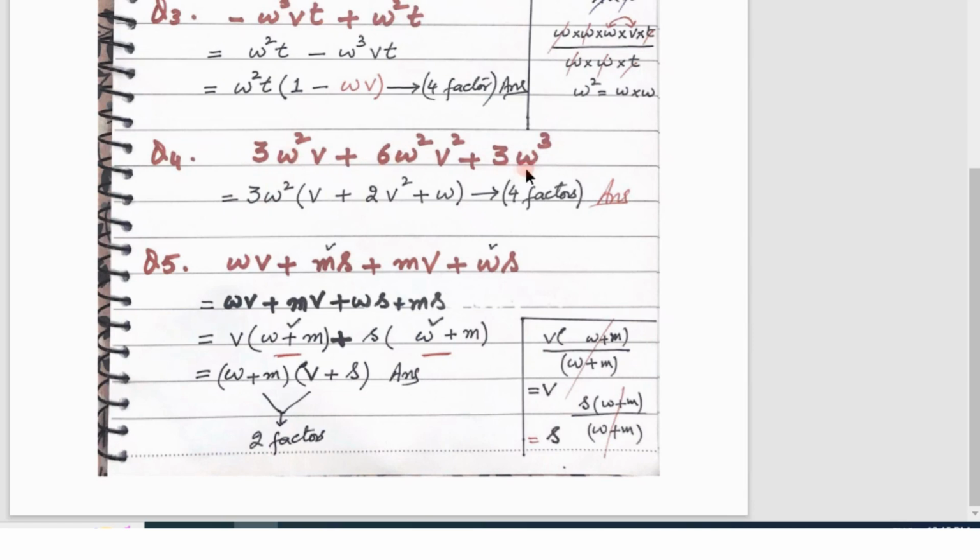And when we will divide these 3 terms one by one by 3w square, we will get v plus 2v square plus w as a big factor. Right? These are the leftovers of the first, second and third term. And this is a big factor. And how many factors are outside? 3 factors outside. First factor is 3. W square means 2 factors, as I have told you before, w into w. And this is the big factor. So there are 4 factors in this question. I hope it's clear. Question number 5.